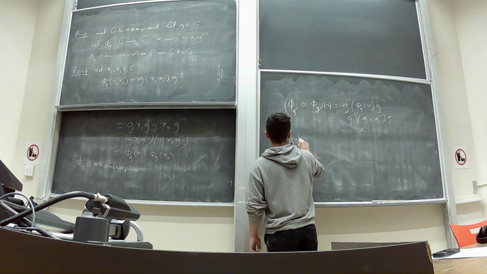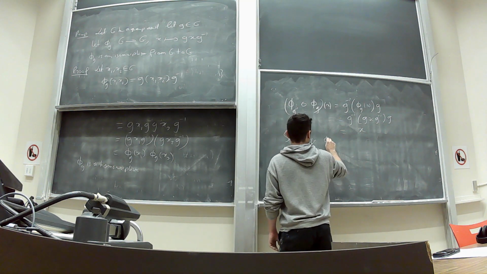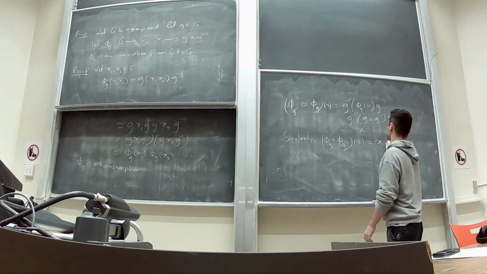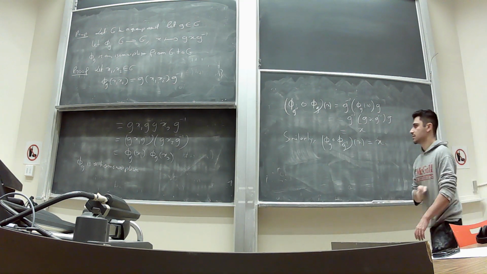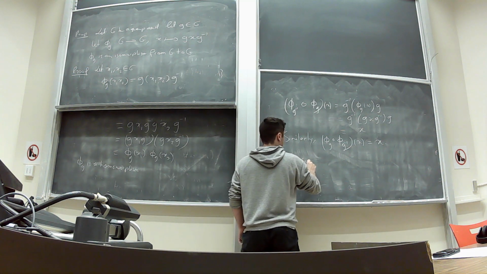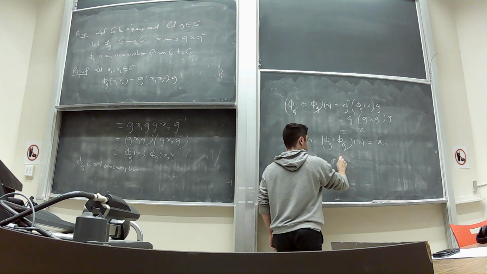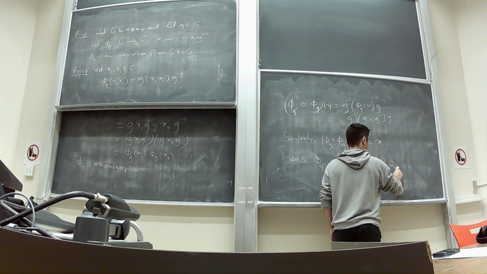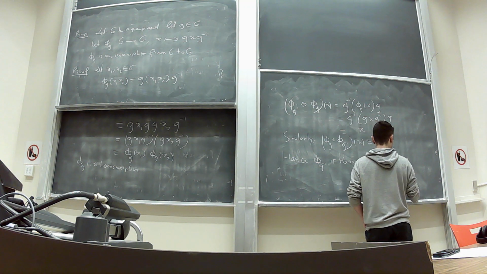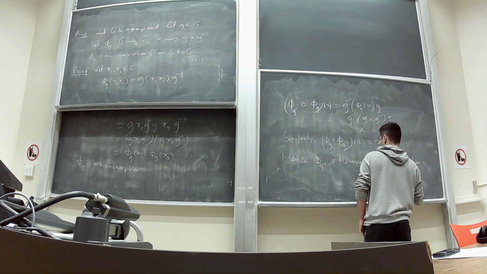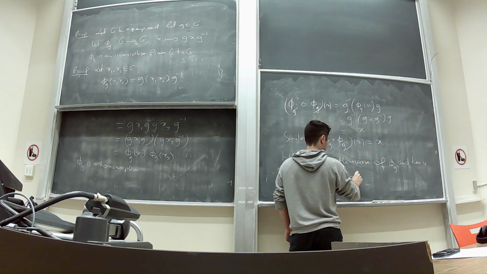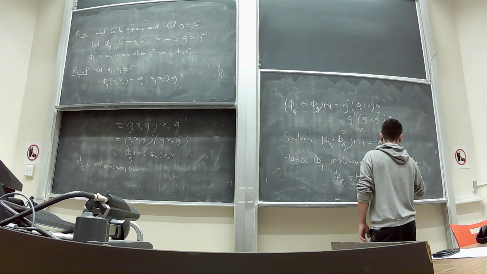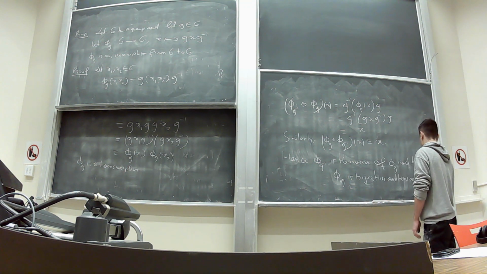Similarly, by flipping the roles of g and g inverse, phi_g composed with phi_g inverse of x is equal to x. Hence, phi_g inverse is the inverse of phi_g, and hence phi_g is bijective. And hence it is an isomorphism.